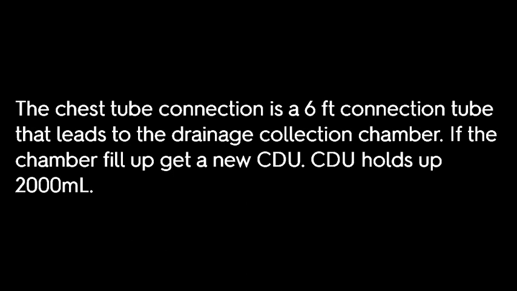What are the parts of the CDU? The drainage collection chamber, the water seal chamber, the suction control chamber. What is the drainage collection chamber? The chest tube connection is a 6-foot connection tube that leads to the drainage collection chamber. If the chamber fills up, get a new CDU. CDU holds up to 2000 milliliters.